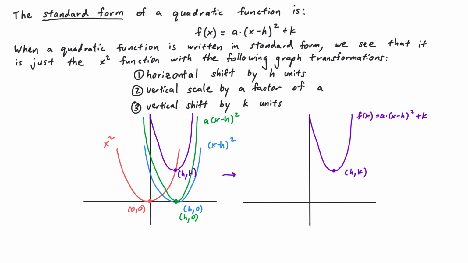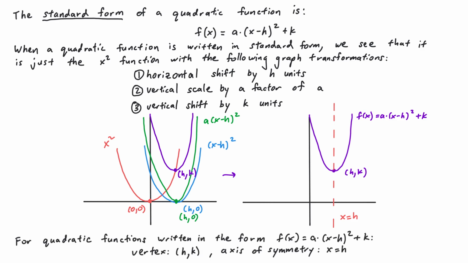Now let's talk about the symmetry of this graph. You'll notice that everything on one side of the vertex is mirrored on the other side of the vertex. So our axis of symmetry is just the vertical line going straight through our vertex. We see here that this vertical line acts as a mirror for our graph. Everything on one side is mirrored on the other side. Now the equation of this vertical line is x equals h, since h is the x-coordinate of our vertex.